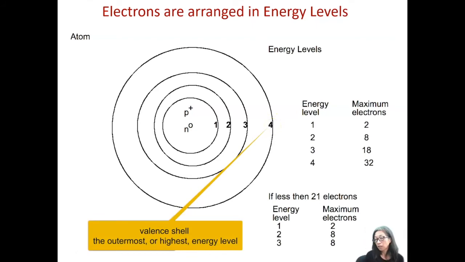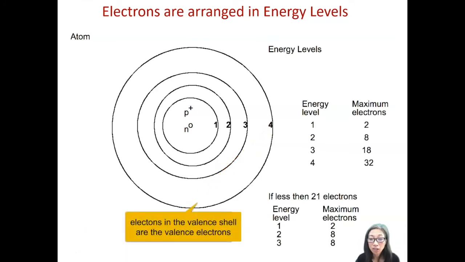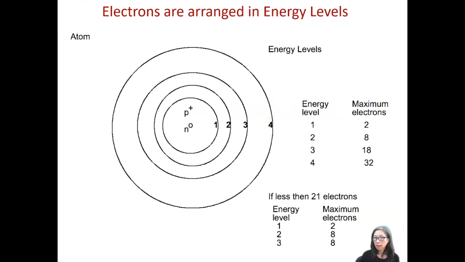And that turns out to be the most important energy level out of all the energy levels. And the electrons in that energy level are also the most important electrons out of all of the electrons in the entire atom. Why is that? Those are the only ones that really have access to other atoms. These electrons in this highest energy level, in the valence shell, are the ones that will react with other atoms.